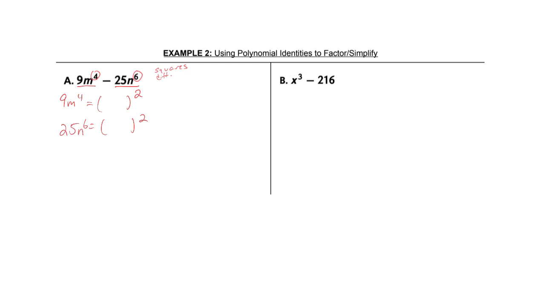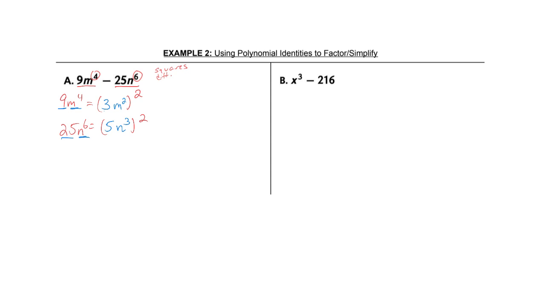Okay, so first you want to start with the number. So what number squared gives us 9? Well, 3 squared gives us 9. So the number inside there would be 3. What number squared gives us 25? 5. Now, what squared would give us m to the 4th? Well, m squared gives us m to the 4th. What squared gives us n to the 6th? Well, n to the 3rd power, because you multiply those exponents to get to the 6th. Remember, you don't add them, you multiply.